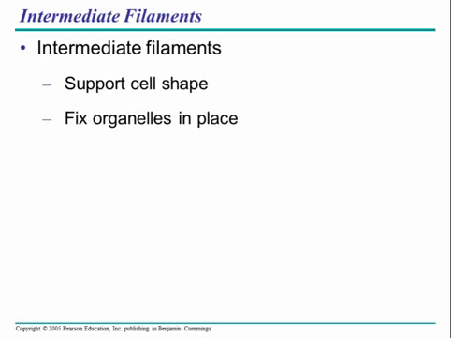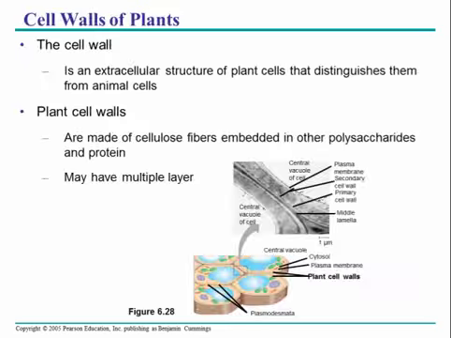The last one, intermediate filaments, they also help to support cell shape. Remember, they're part of the cytoskeleton. And they help to fix organelles in place, so that some of them we don't want moving and streaming, as you saw the chloroplast doing, such as the nucleus. We generally want to hold it in place. And then the relationship or the interaction with the ER and the Golgi will also largely be static.